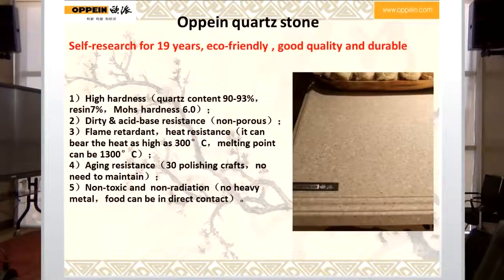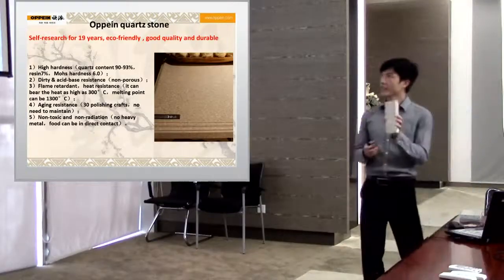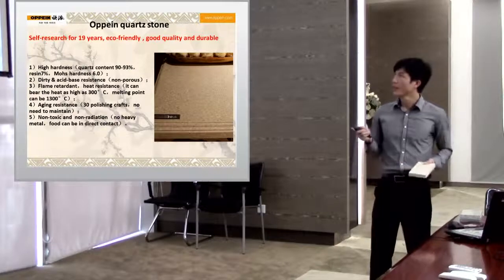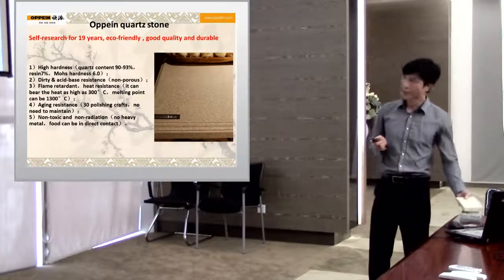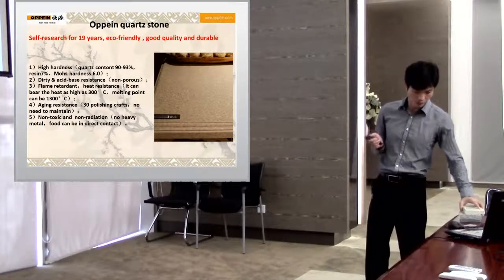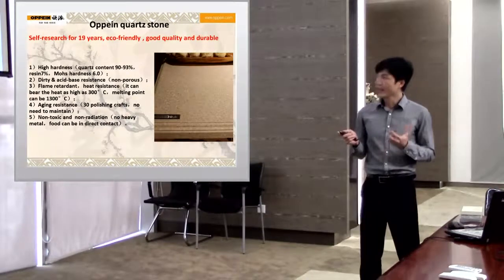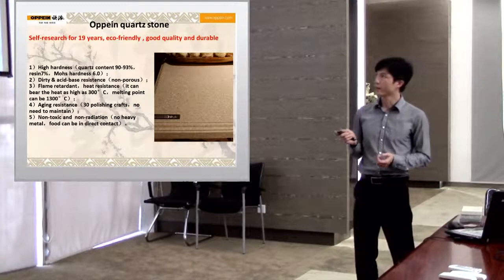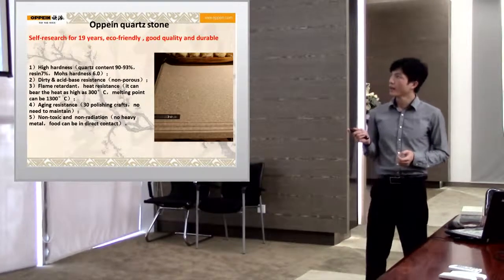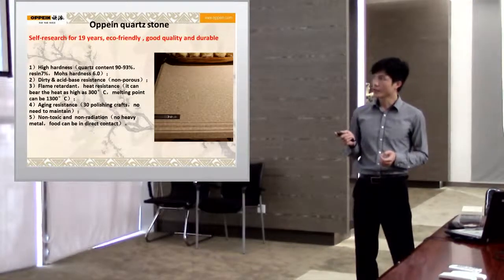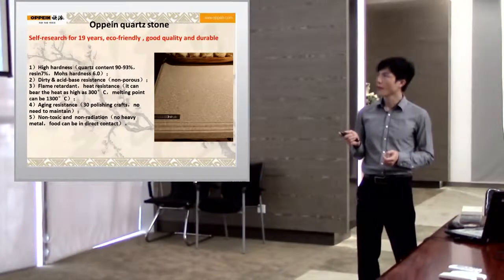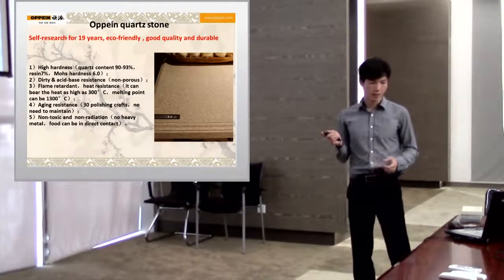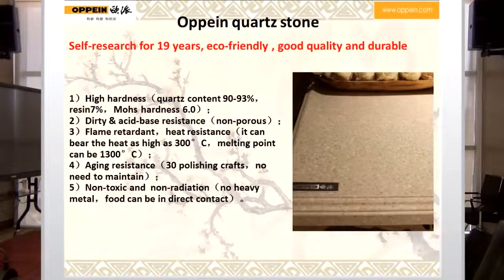Now the opaque quartz stone, such as here, ABC. The thickness is 20 millimeters. Self-researched for 19 years, eco-friendly, good quality, and durable. The opaque quartz stone has a high hardness. The quartz content is 90 to 93%, and resin is 7%. The Mohs hardness is 6 to 7, with acid and alkali resistance, non-porous, flame retardant, and heat resistance. It can bear heat as high as 300 Celsius degrees.